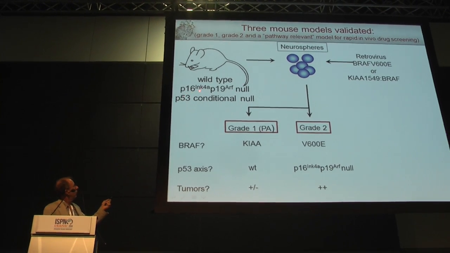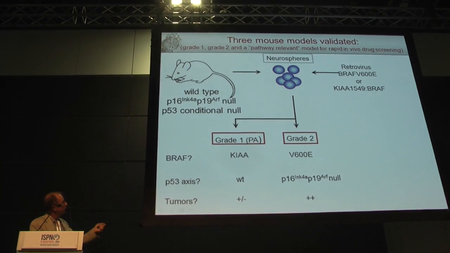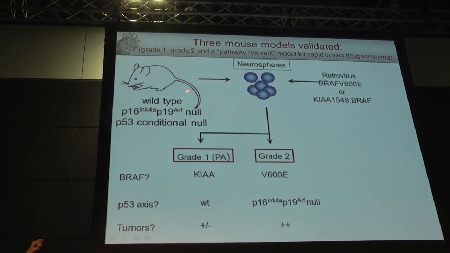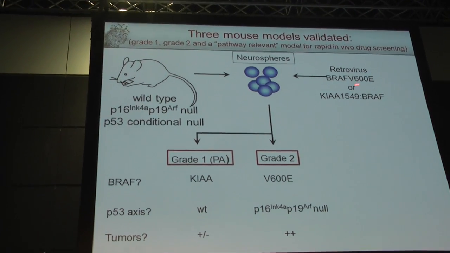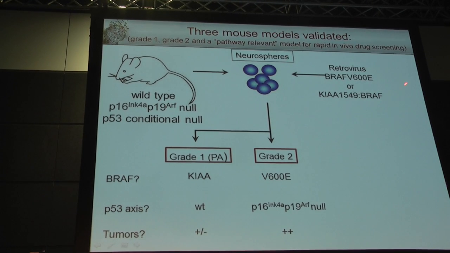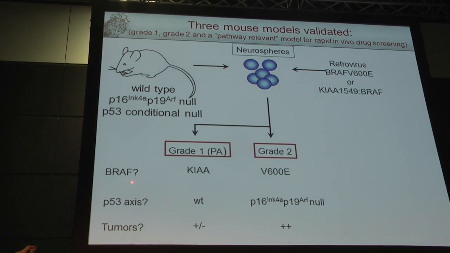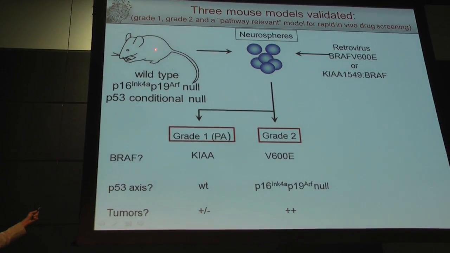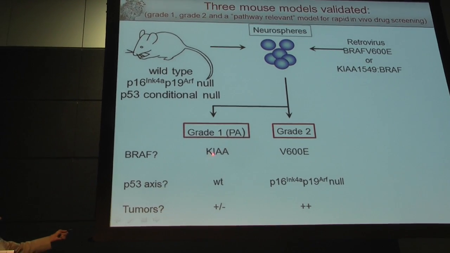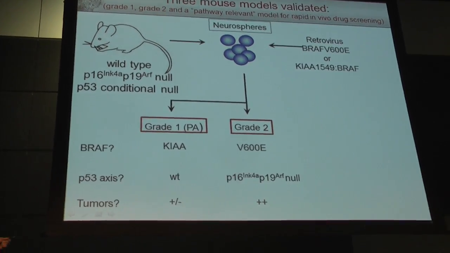So what we've done to build some mouse models for these various diseases is to start with wild-type or INK4A or p53 conditional null mice. And we made 3 flavors of mouse models, stem cell driven models. Start with stem cells, introduce your favorite oncogene, either the V600E or the truncation fusion mutation of BRAF. And to model the juvenile pilocytic astrocytomas, we start with just wild-type progenitor cells from the mouse, put in the truncation fusion KIAA mutation. These things are barely tumorigenic, I'll show you in a minute.